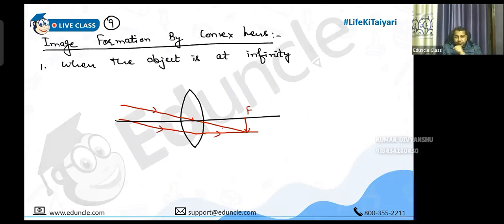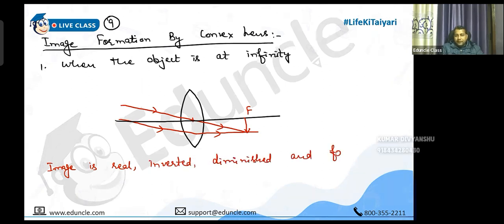So image is real. Image is real, and you can see inverted. Obviously, it will be diminished and formed at f.